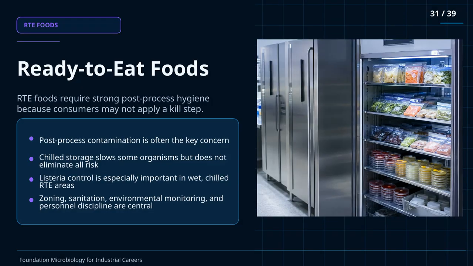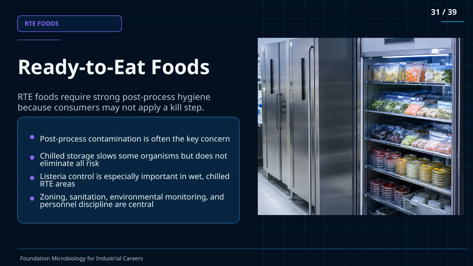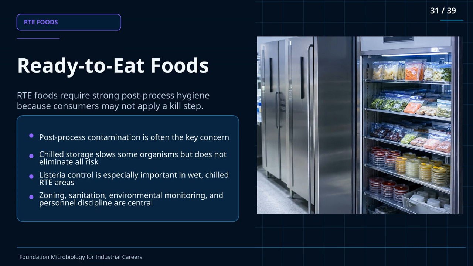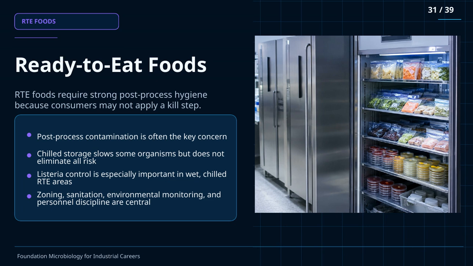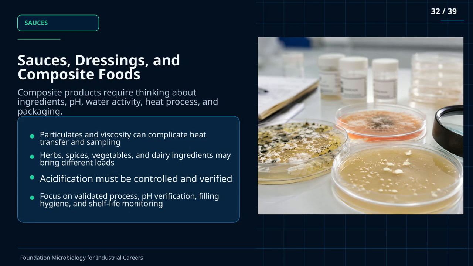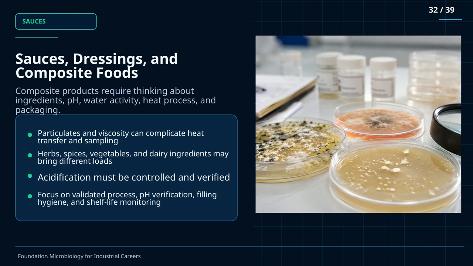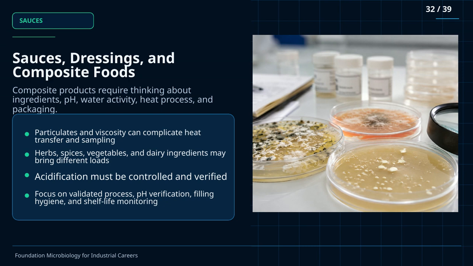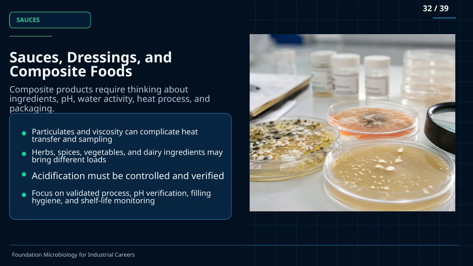Ready-to-eat foods require strong post-process hygiene because consumers may not apply a final kill step. Zoning, sanitation, environmental monitoring, personnel discipline, and Listeria control are central to protecting these products. Sauces, dressings, and composite foods require risk assessment for each ingredient, pH, water activity, heat process, and packaging condition. Viscosity and particulates can make heating and representative sampling more challenging.